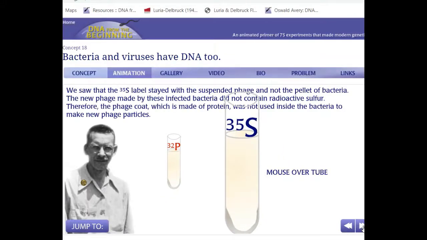In the S35 labeled sample, we could see that S35 was mainly found in the suspended phage particles but not in the pellet of bacteria. And the new phage made by these infected bacteria did not contain radioactive sulfur. Therefore, the phage coat, which is made of protein, was not used inside the bacteria to make new phage particles.